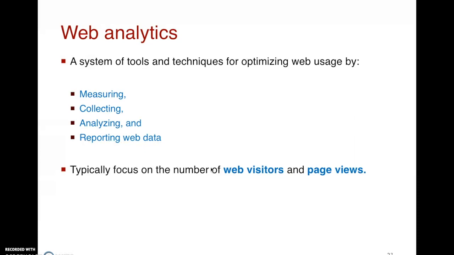Web analytics, on the other hand, are a system of tools and techniques for measuring, collecting, analyzing, and reporting web usage. Web analytics help to gauge website traffic and popularity trends by providing information, for example, about the number of website visitors and number of page views.